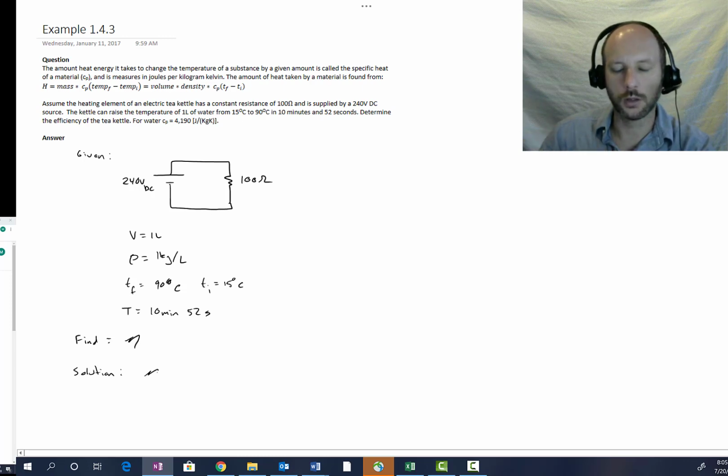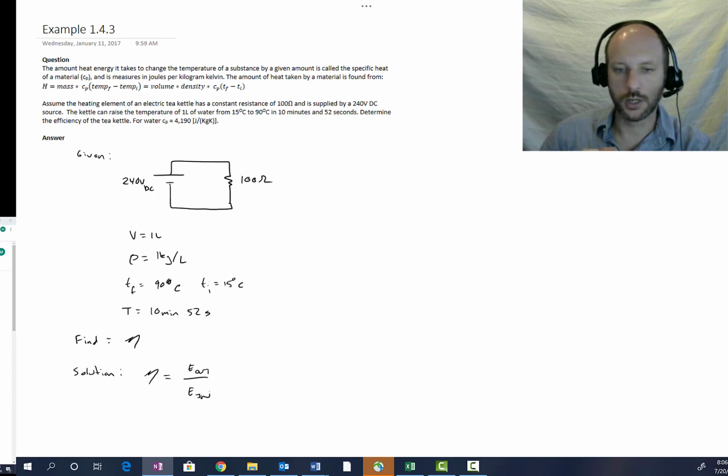Solution method. Remember, the formula for eta is just the output over the input. If we're looking for energy efficiency, it's energy output divided by energy input. So we need to calculate those two: the energy output of the system, which is the energy that's been stored in the water, and the input energy, which is the energy used by the kettle. The input energy is going to come from that DC circuit that we see up there, and the output energy is going to come from the formula that was given in the problem statement for energy stored in a substance when it goes through a heat change.